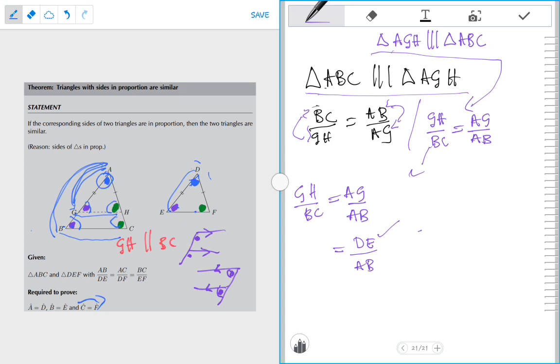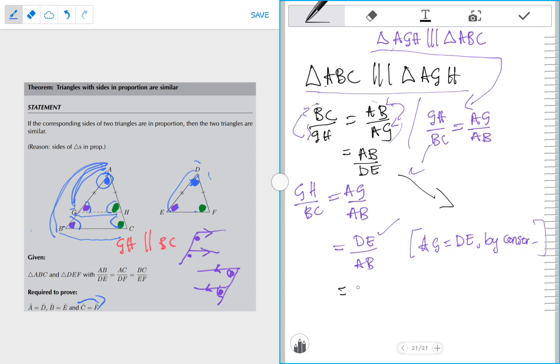So the reason now is what? AG is equal to DE by construction. Here, from this point, you are going to have AB over DE. Therefore, the reason is going to be the same. Then, which is also equal to, let me continue using this pen.